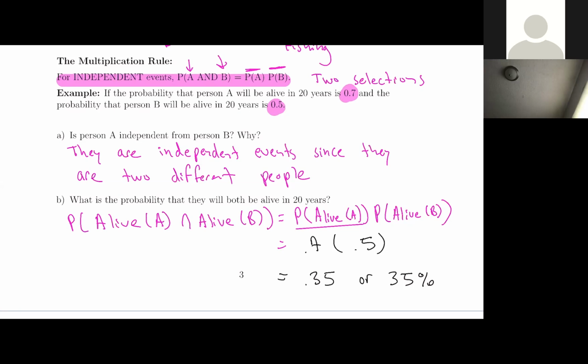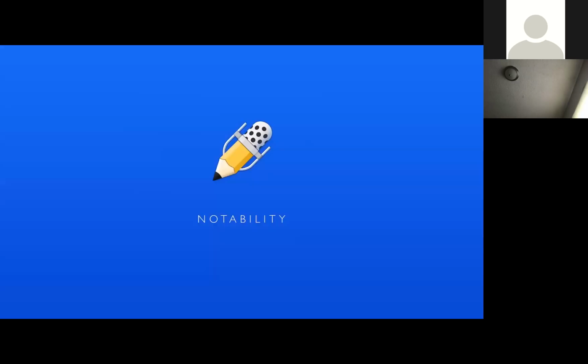Okay. So we're going to do one that's not in the notes, that way you can see how this formula works. So what we're going to do, let's do flipping a coin.